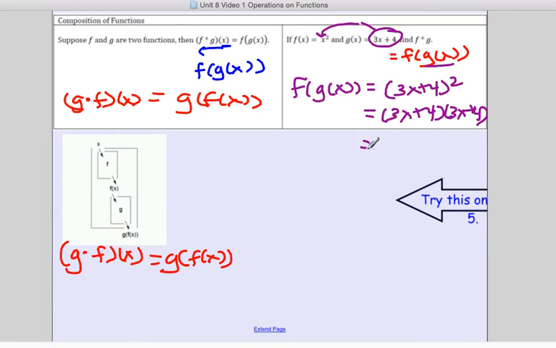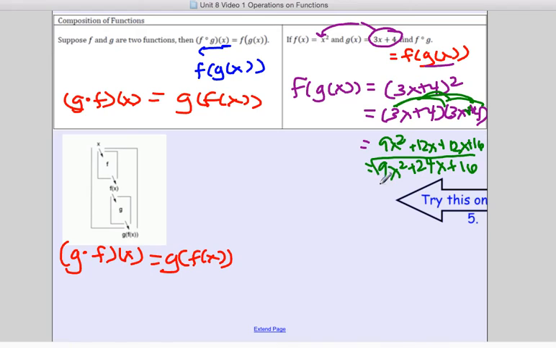And then we would FOIL. And we get 9x squared plus 12x, plus 12x, plus 16. Combining like terms, we get 9x squared plus 24x plus 16. So there is f of g of x. That's what that composition would equal. All right, we have one more problem.